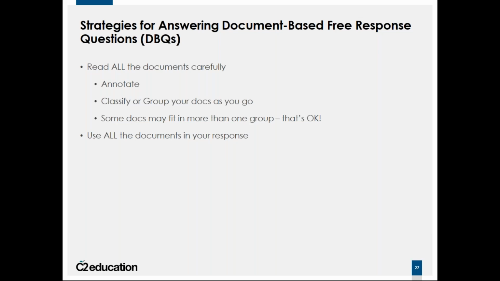Again, you have a DBQ in all the histories, you have a DBQ in the English language. All of them, first and foremost, read every single document. There's sometimes a lot of documents, right? 7, 8, 9, 10 documents. Make sure you're reading them. Take notes on them. What is this used for?